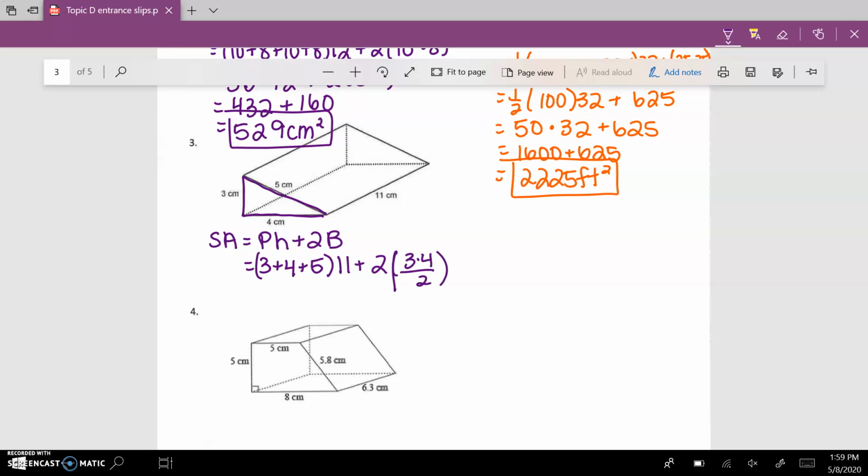4 divided by 2. So I do some simplifying. I get 12 times 11 plus 2 times, when I simplify all that, I get 6. 12 times 11 is 132 plus 12. In the end, I would get 144 square centimeters.